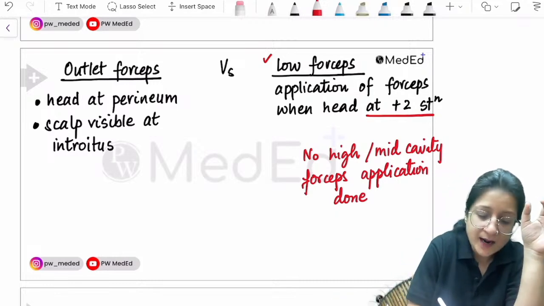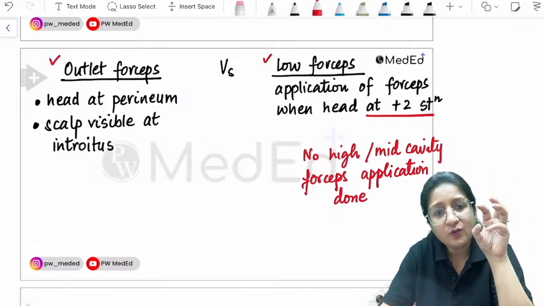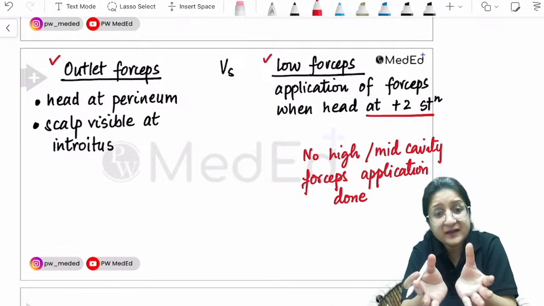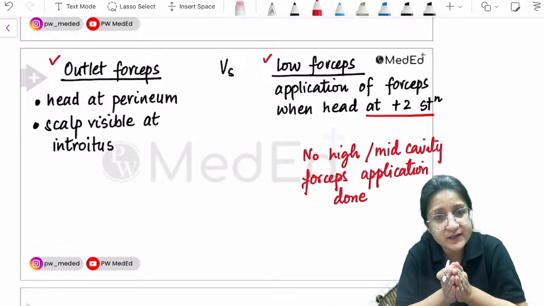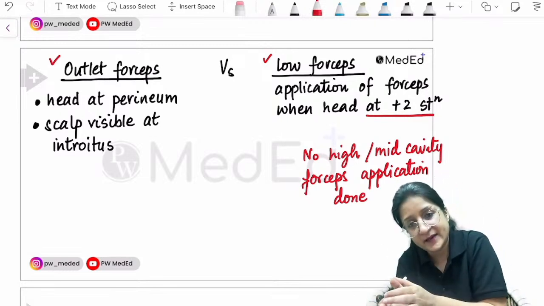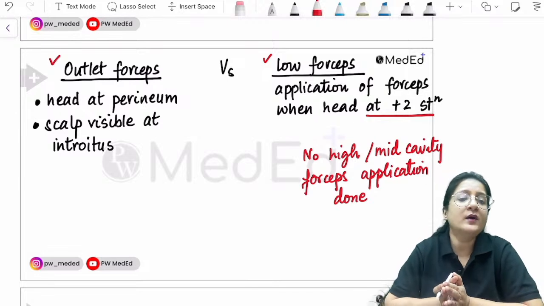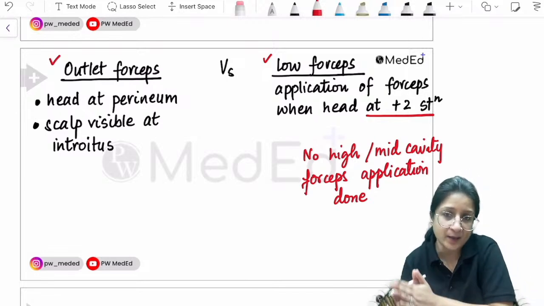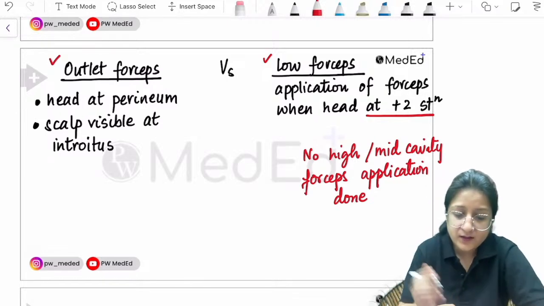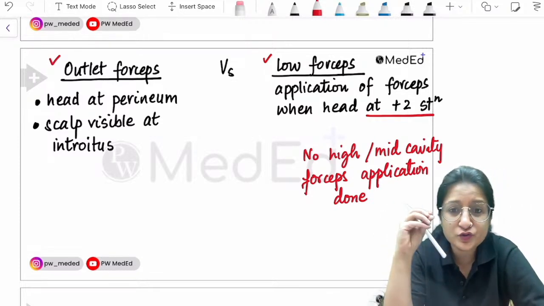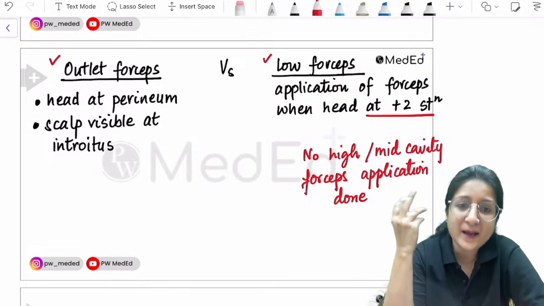Remember that. What is outlet forceps application? Outlet forceps application means that the head is right there, that means the scalp is visible at the introitus or the head has reached the perineum. At that point in time when we apply forceps, it is called outlet forceps application. So outlet forceps versus low forceps basically refers to the type of forceps application.